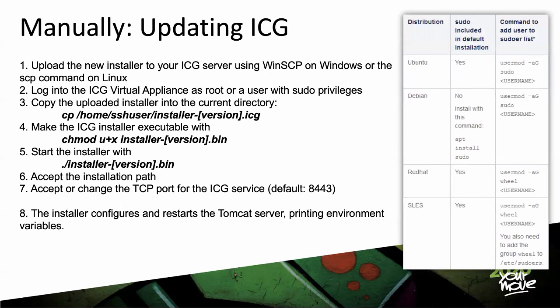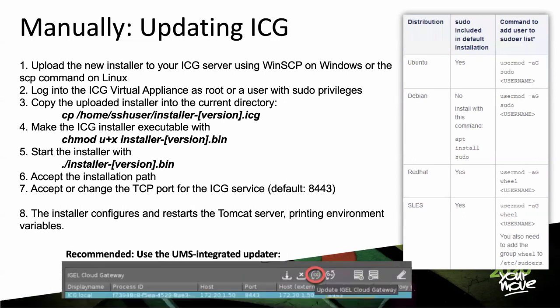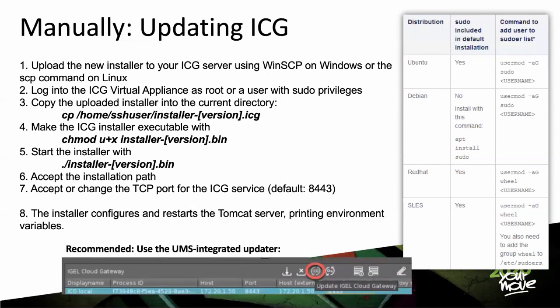Yeah, that's what I forgot to mention. Depending on the distribution you're using, becoming sudo privileges depends. So we just added a screenshot here to show you how you can gain sudo privileges. And also here we recommend to use the UMS integrated updater, which is this nice icon here. There you provide your credentials for ICG, provide the binary for the new ICG, and update the ICG.